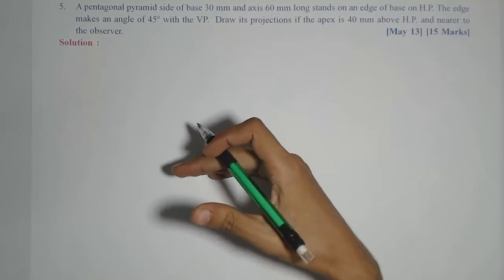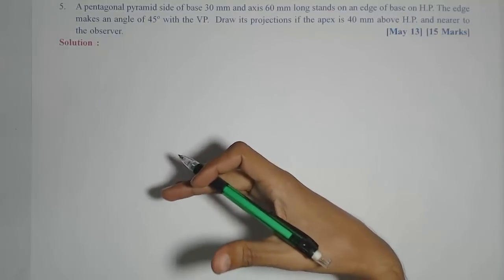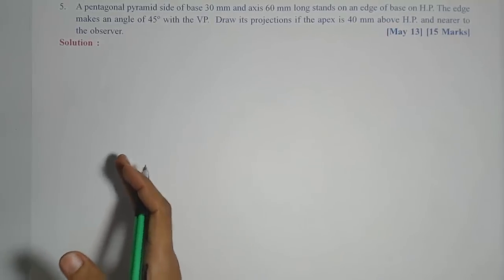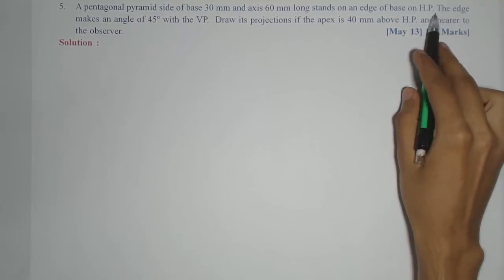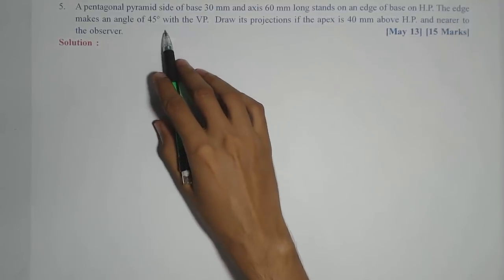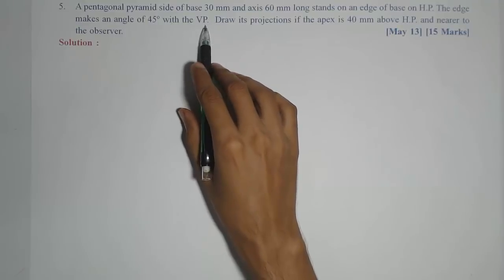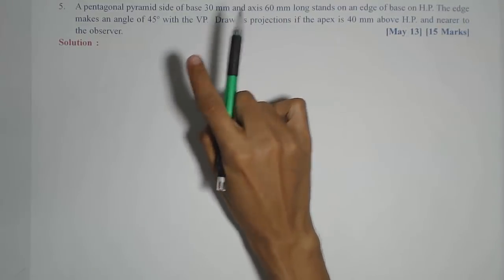So again, we need to start with the top view, that is below XY line, with one of the edge of the pentagon perpendicular to XY and on the right hand side. The edge makes an angle 45 degree with the VP. Now, as I told before, that condition with the VP will be always used for redrawing the top view.